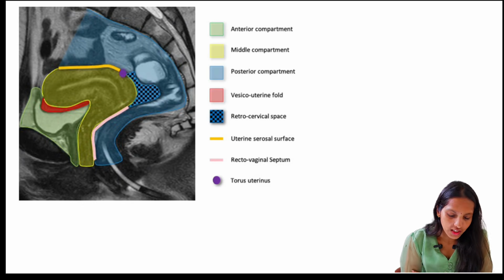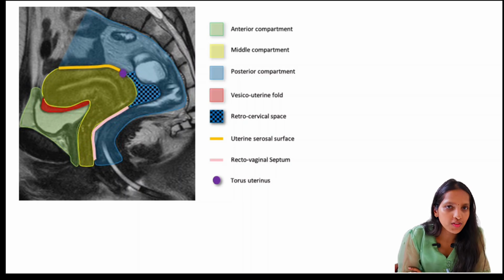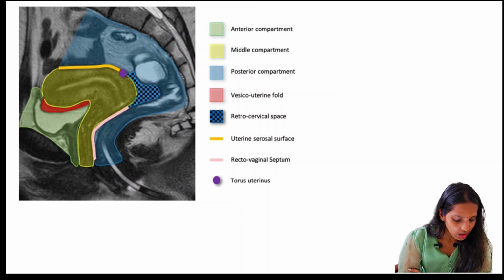Coming to the radiological anatomy of endometriosis, the entire MRI pelvis of the sagittal section is classically divided into three basic compartments for evaluation of deep endometriosis: the anterior, middle, and posterior compartment. The anterior compartment comprises the vesical space, that is the bladder, and its surrounding pre-vesical space, which is actually called the space of Retzius, or the post-pubic space.